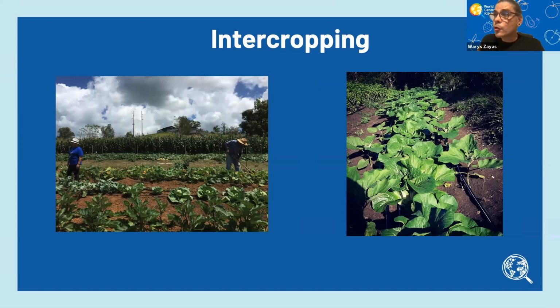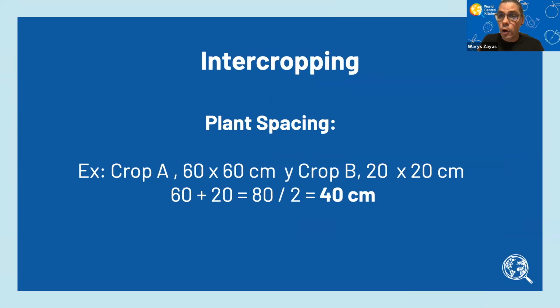If you plan to have associated crops in the same rows, determining the exact spacing for those crops in the rows is easy. If the plant spacing of crop A is 60 by 60 centimeters, and for those of you not used to the metric system, 30 centimeters equals 1 foot, or 12 inches.